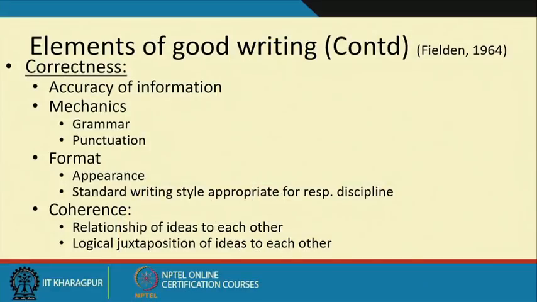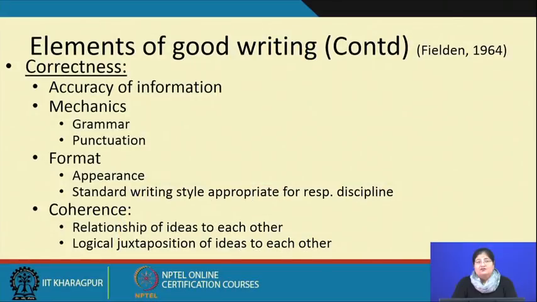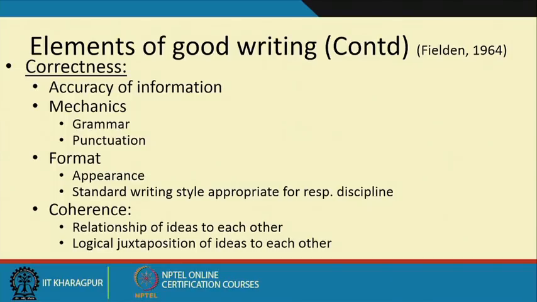Then coherence, relationship of ideas to each other. We are talking about correctness here, so we are talking about adherence to certain guidelines, whether it's grammar, or the ethical standards of research. We are talking about coherence also. Coherence is the relationship of ideas to each other. Which idea flows from which? Okay, how do you connect the ideas? Are they connected or are they free floating?